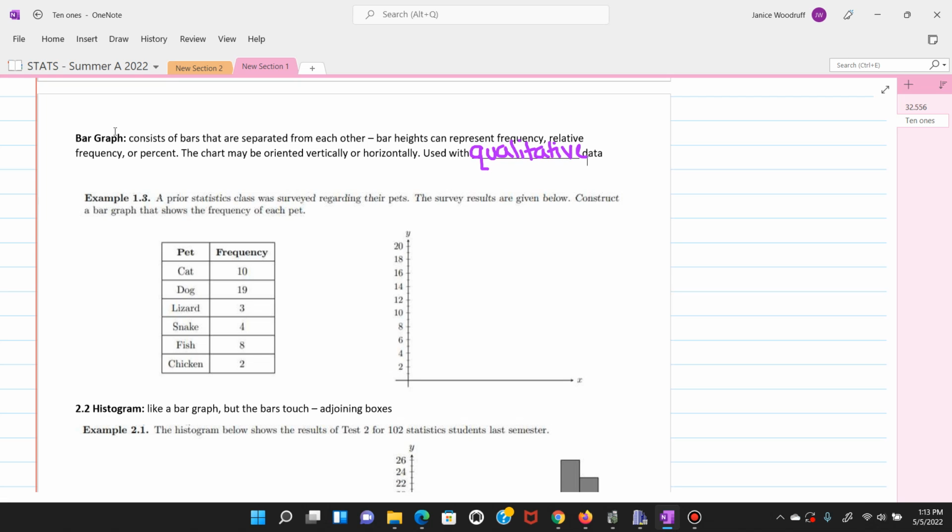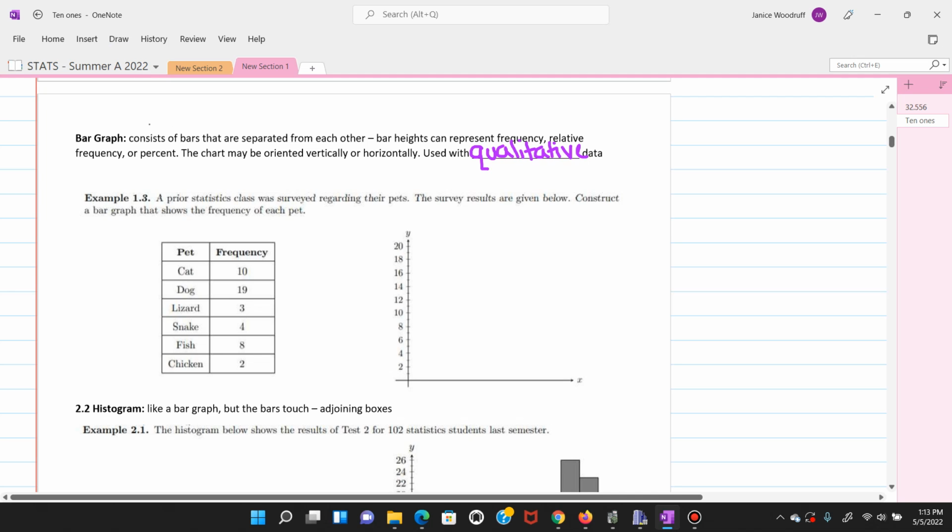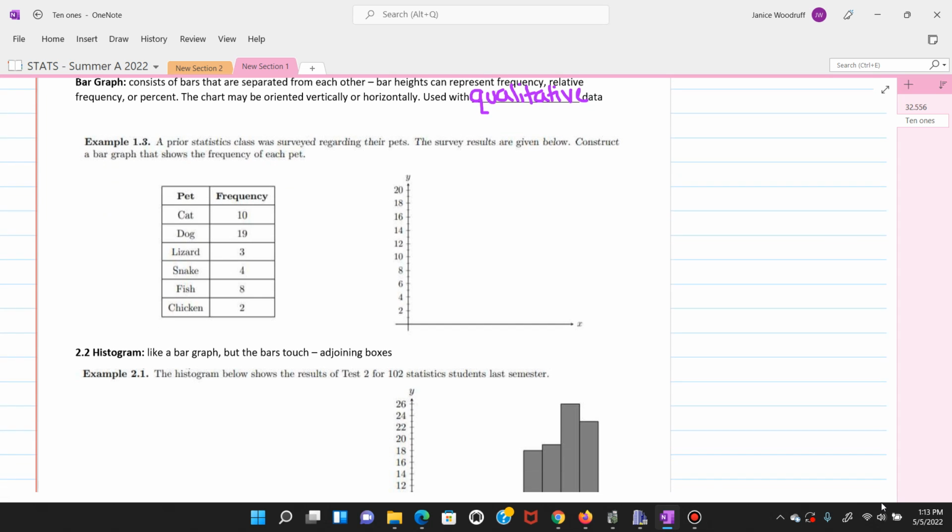So here's an example. A prior statistics class was surveyed regarding their pets. The survey results are given below. Construct a bar graph that shows the frequency of each pet. So you've got the frequency column here, up to 20. Let's go ahead and draw these categories on the bottom.